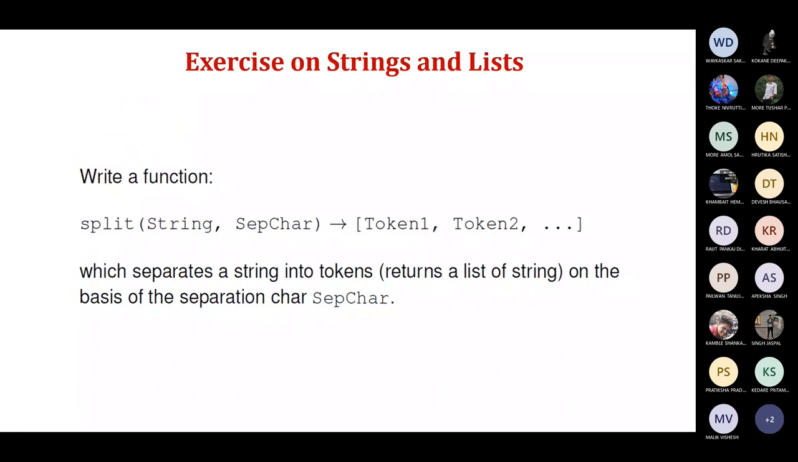Now this is an exercise for you. Write a function split with two arguments, a string and a separator character, which separates a string into tokens. Suppose you give the string "I am going to college". It will separate out I, am, going, to and college. It will give you tokens. So given a string, you have to split it and return it as a set of tokens.